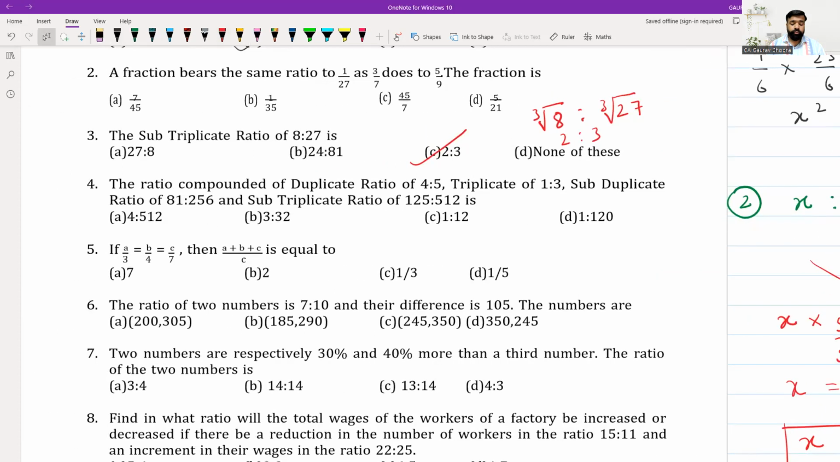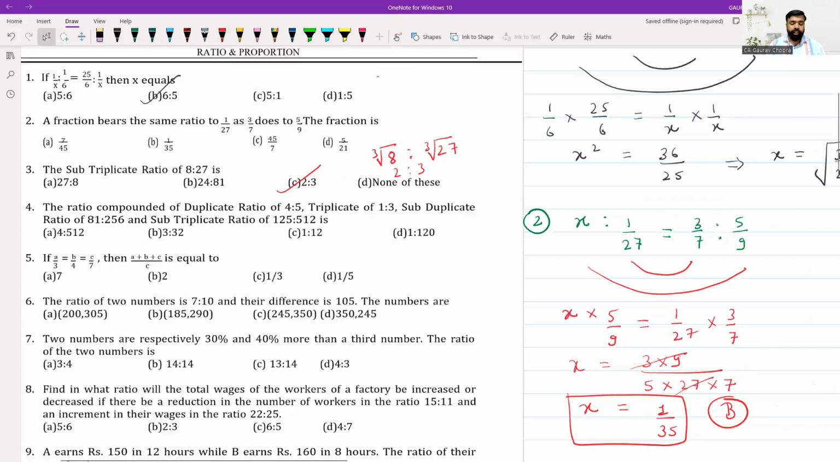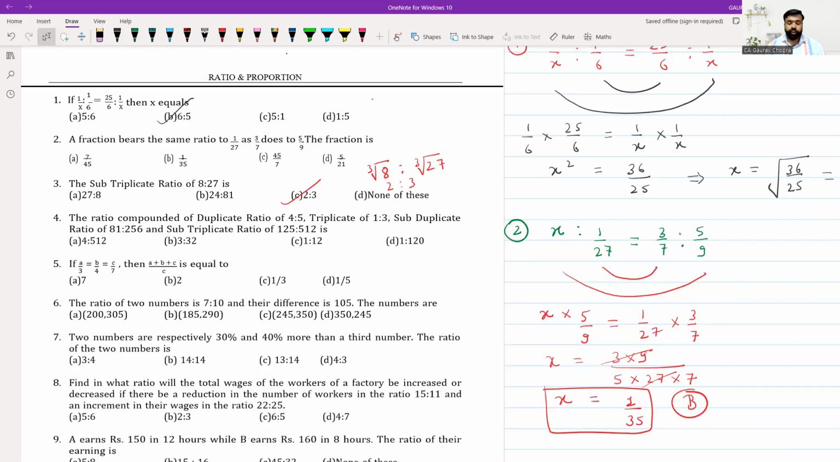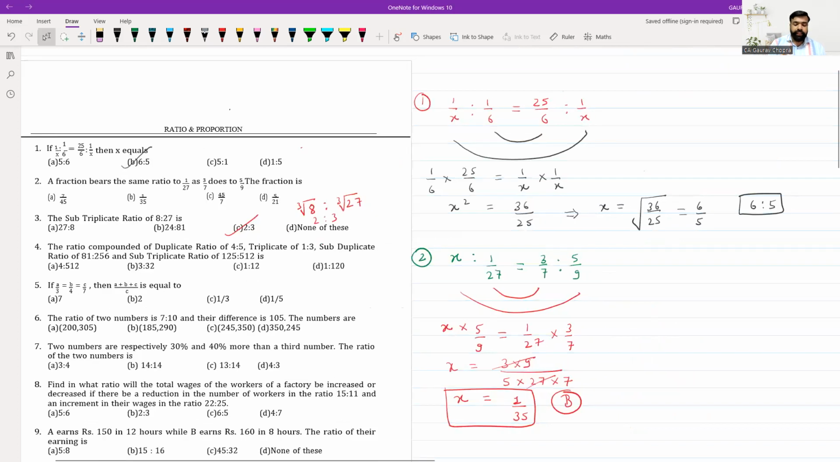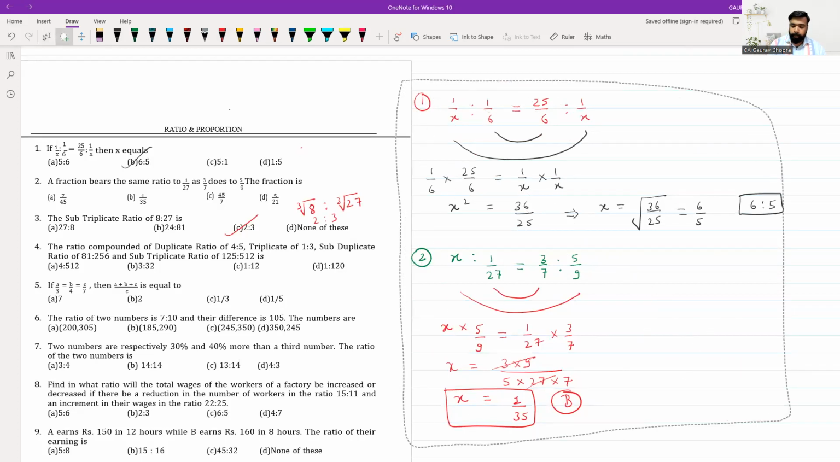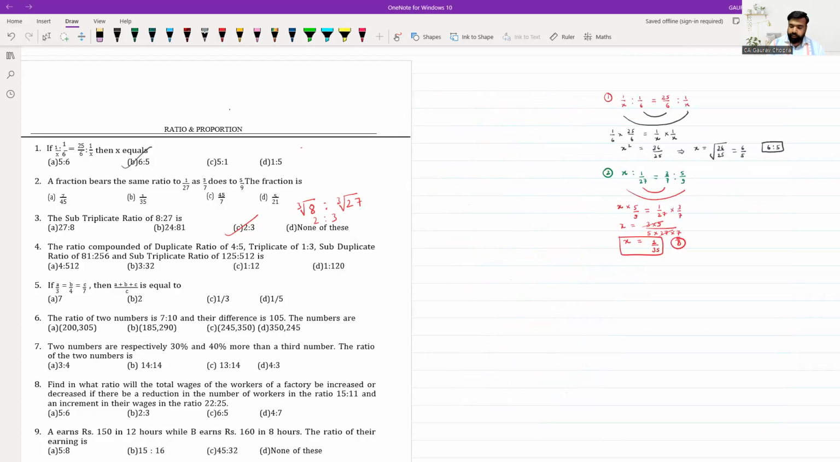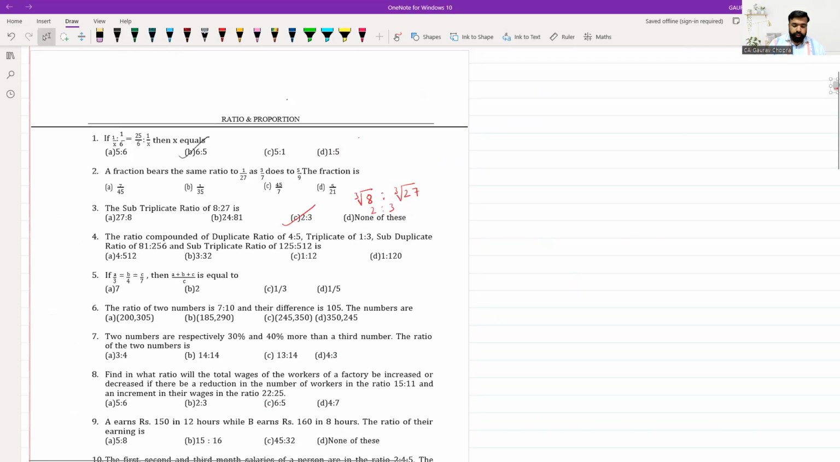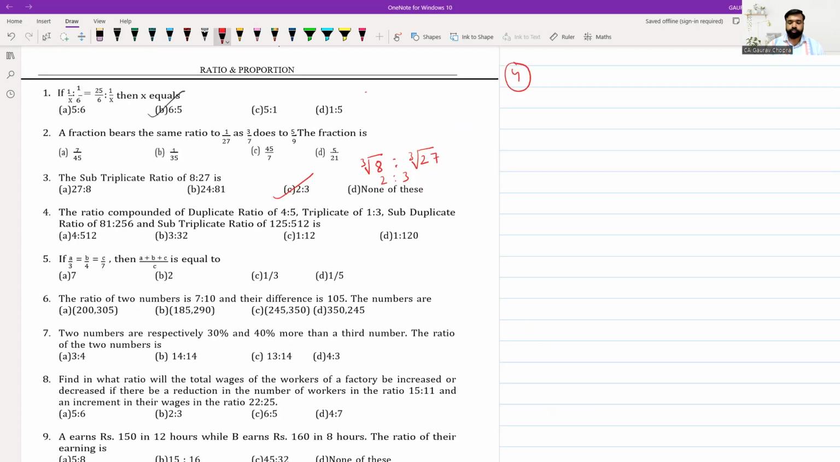All right. Next, the fourth one: the ratio compounded of duplicate ratio, triplicate ratio, sub-duplicate ratios and sub-triplicate ratios. This time you have to find the compound ratio. Compound means you have to calculate the combined ratio. In order to calculate the combined ratio, we have to multiply all the ratios together. Before solving, let's make a little space here so that we can easily write it. Now question number 4.